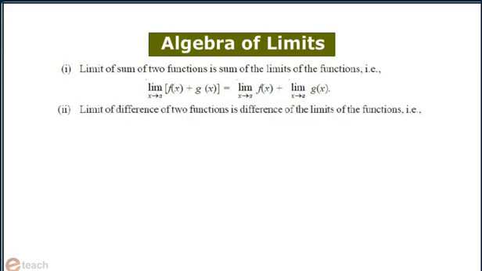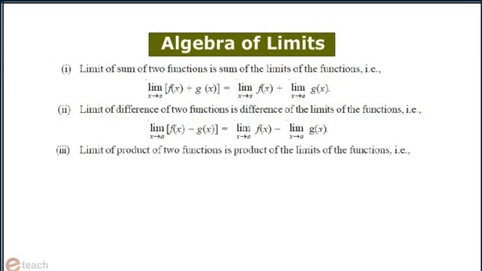Number 2. Limit of the difference of the two functions is the difference of the limits of the functions, that is, limit x tending to a, f(x) minus g(x) equals limit x tending to a f(x) minus limit x tending to a g(x).